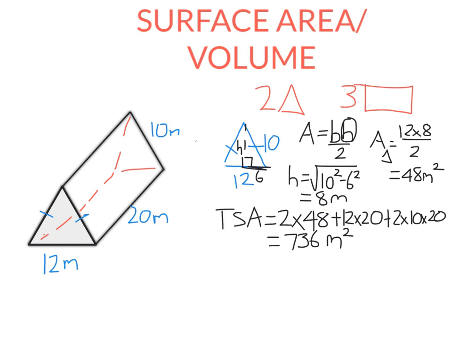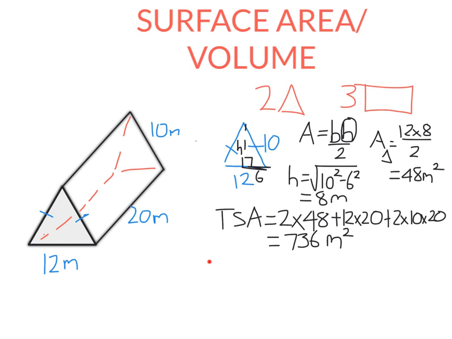So the surface area of a shape can be thought of as the minimum amount of wrapping paper I would need to wrap up the shape. So if I wanted to wrap this up in wrapping paper, I'd need 736 meters squared of wrapping paper. Volume, on the other hand, is like the capacity. It's the amount of 3D space in the shape.